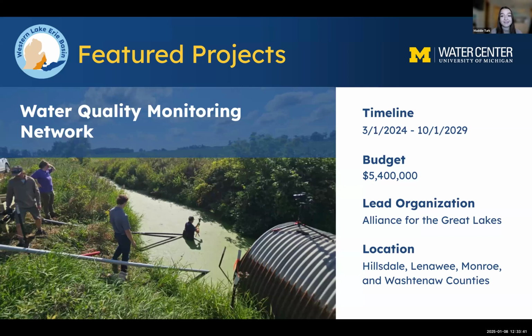The final project we'd like to highlight today is the Water Quality Monitoring Network. This project expands water quality monitoring in Michigan's 5 priority sub-watersheds to establish baseline water quality conditions, explore lower-cost monitoring approaches at a sub-watershed scale, and understand soluble reactive phosphorus trends in the WLEB. The project runs through the third quarter of 2029 and has a $5.4 million budget.